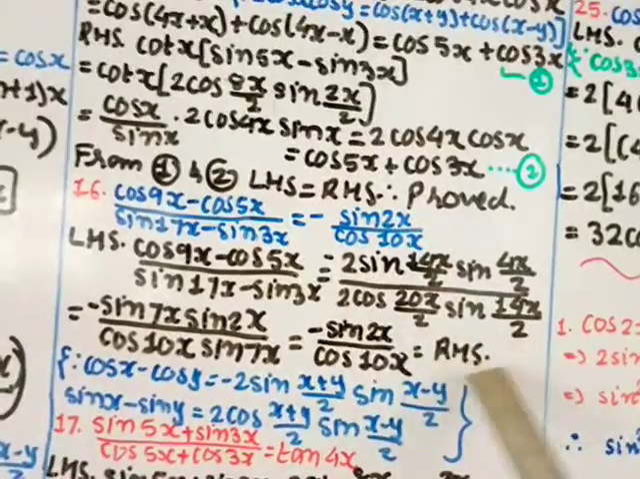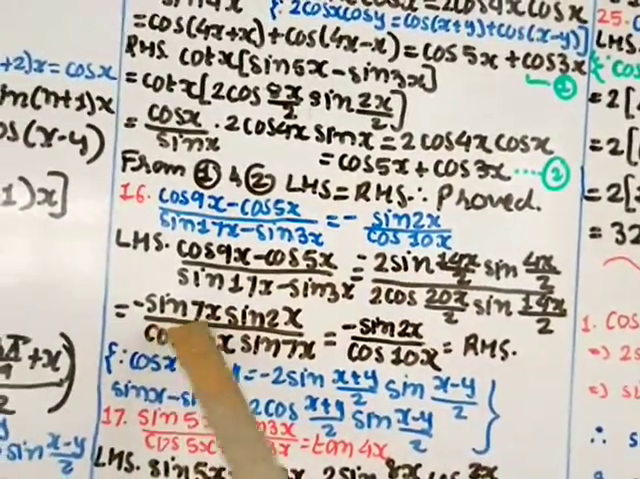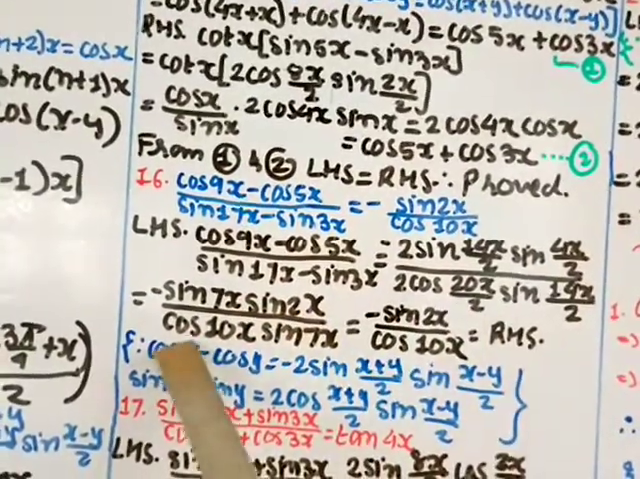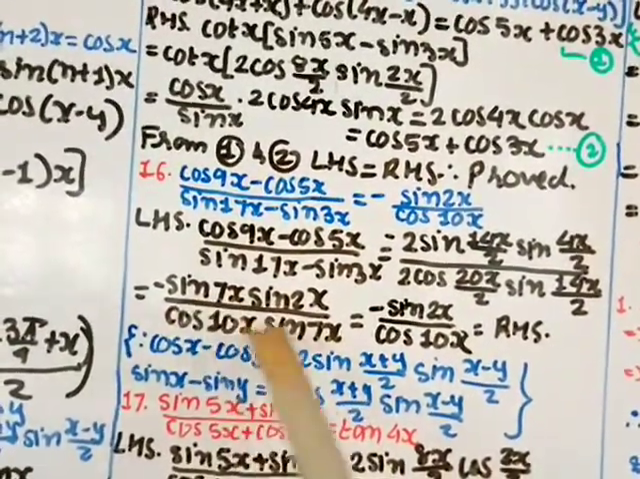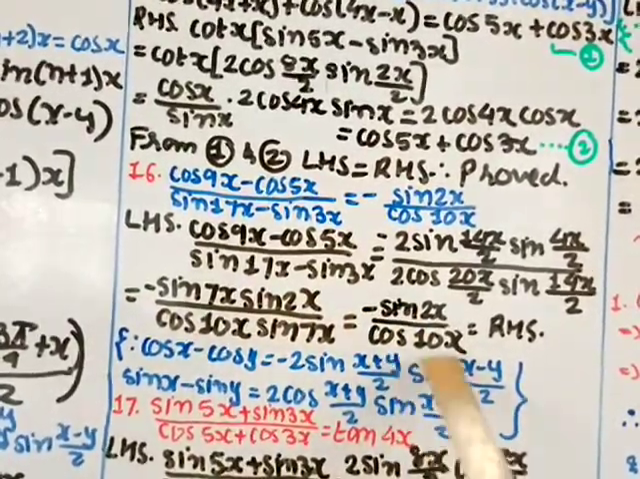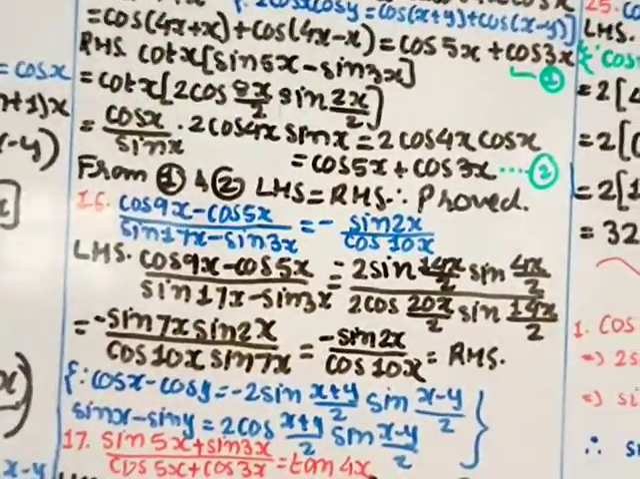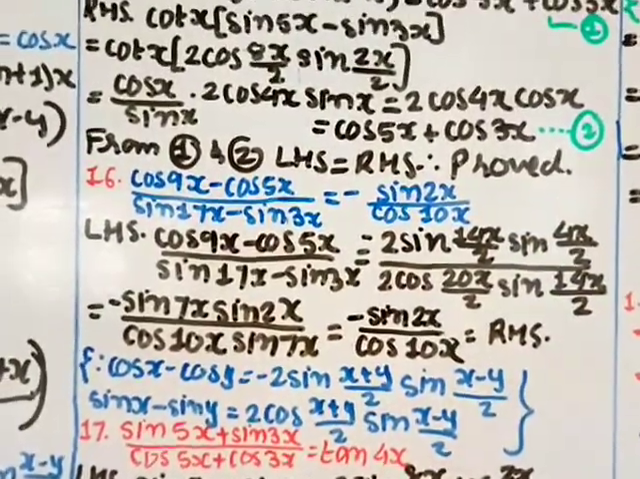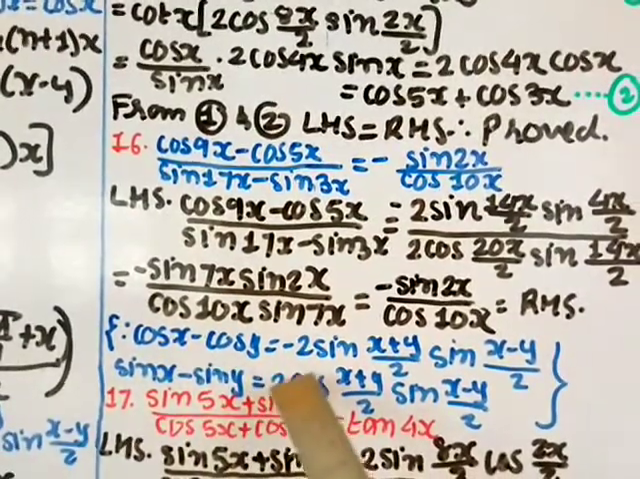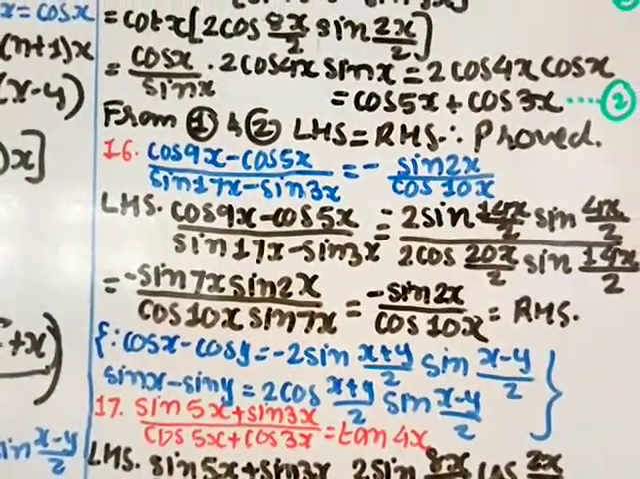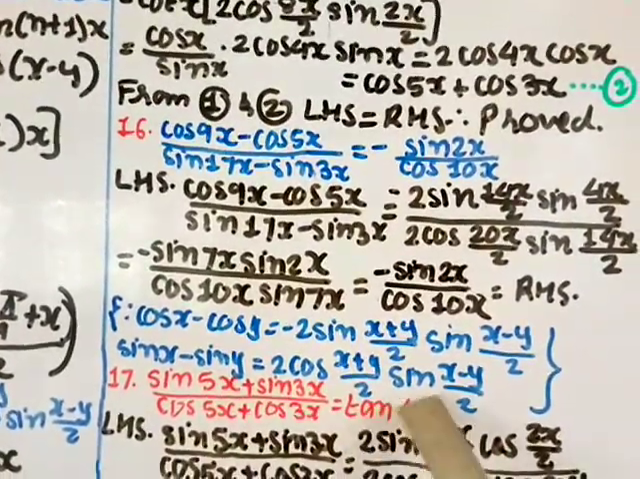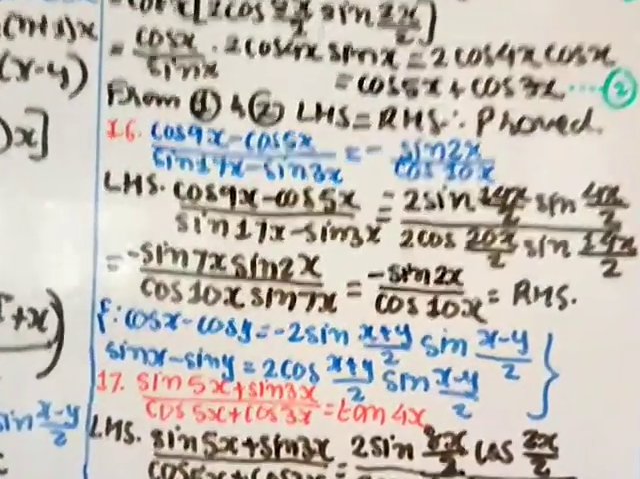Cut by 2 each term, so you get minus sin, and 2 also you can cut, sin 7x sin 2x in the numerator, and denominator cos 10x sin 7x. So sin 7x you can cut, minus remains, and sin 2x divided by cos 10x, which is what you have to prove, your right hand side, hence proved. The identities I have written here: cos x minus cos y is equal to minus 2 sin (x plus y) by 2 sin (x minus y) by 2, and sin x minus sin y is equal to 2 cos (x plus y) by 2 sin (x minus y) by 2. All this I gave you in the last class.